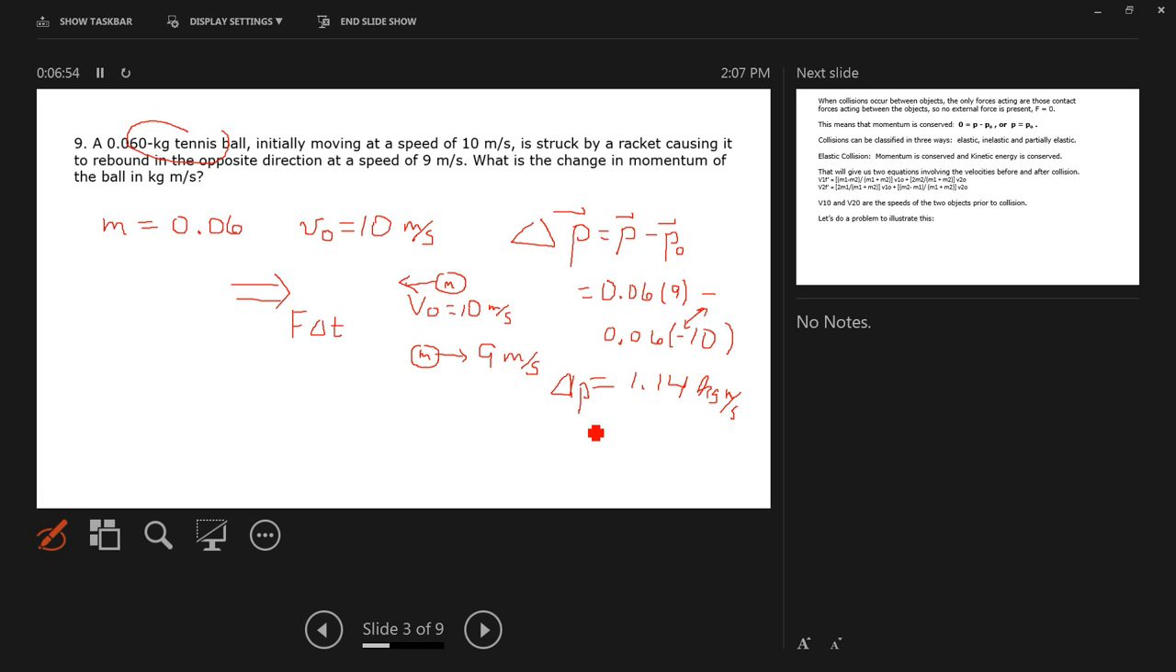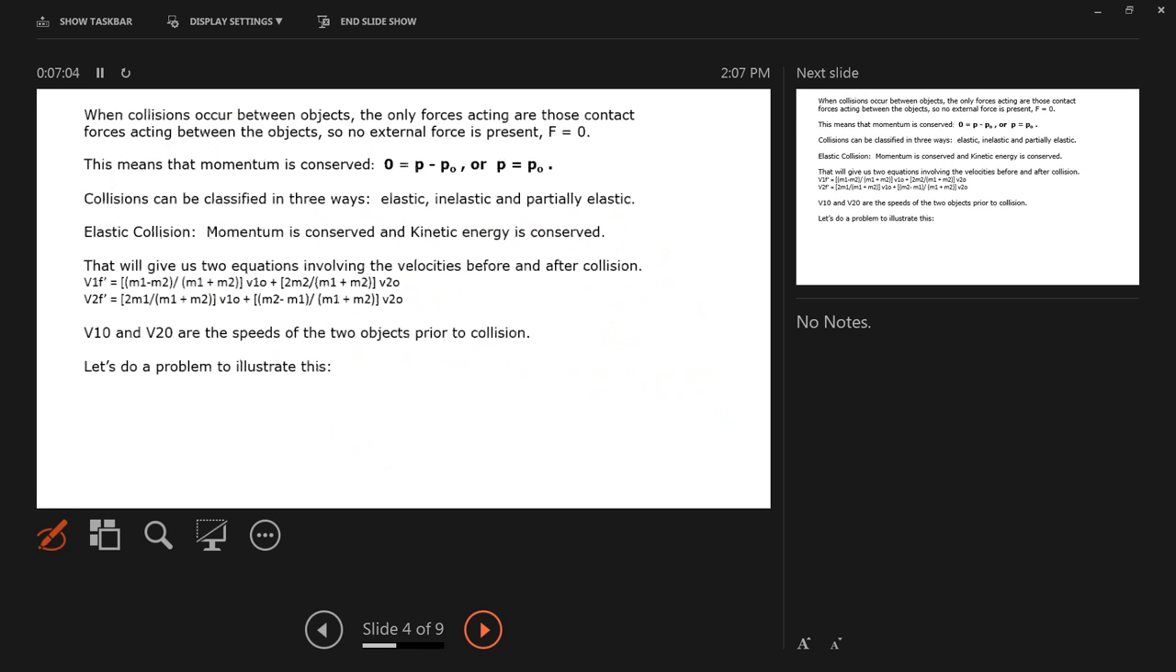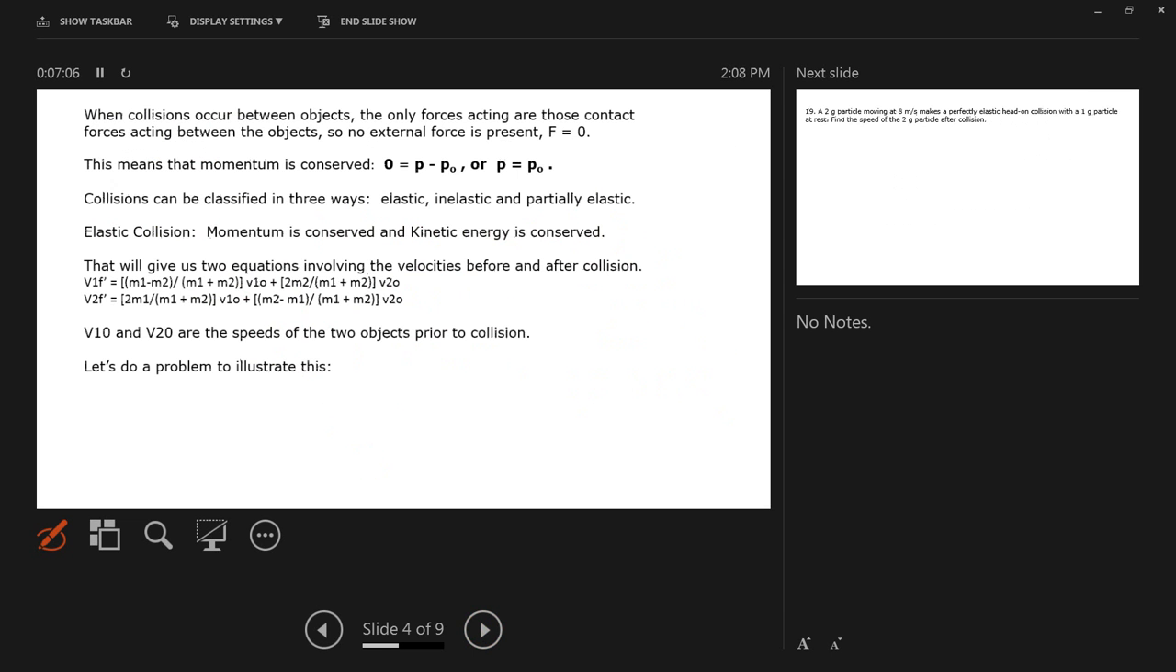So what is the impulse in this case? What is the product F delta t equal to? Well, think about it. When collisions occur between objects, the only forces present are those contact forces between the objects.